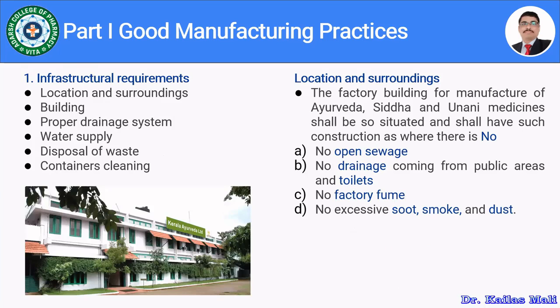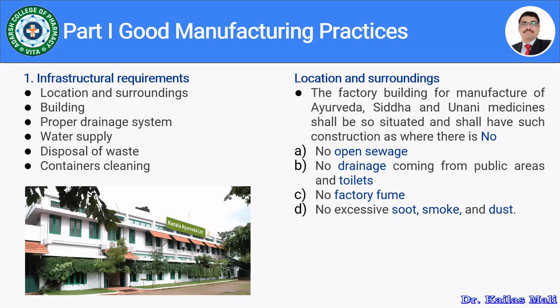So let us move towards the general requirement. The very first point is the infrastructural requirements. What are the infrastructural requirements according to GMP Schedule T for the manufacturing of ASU drugs? One should consider the location and surrounding, then the building, proper drainage system, water supply, disposal of waste, and the containers cleaning. Let us see the first point, the location and surrounding, and how to select the location.